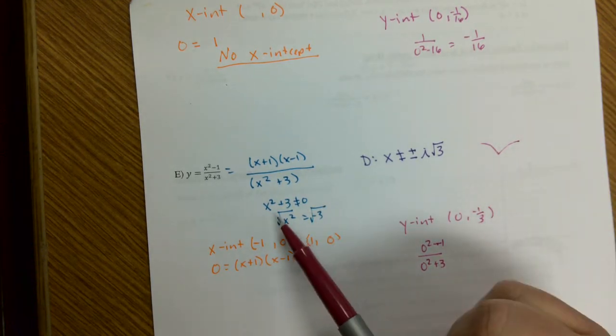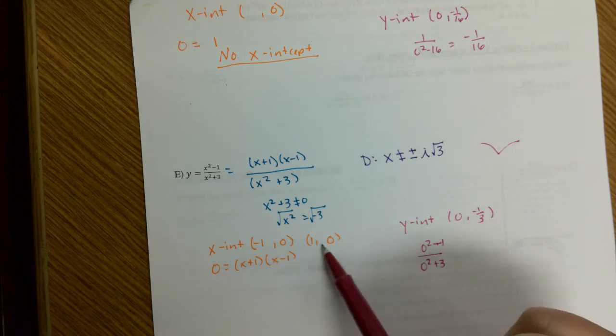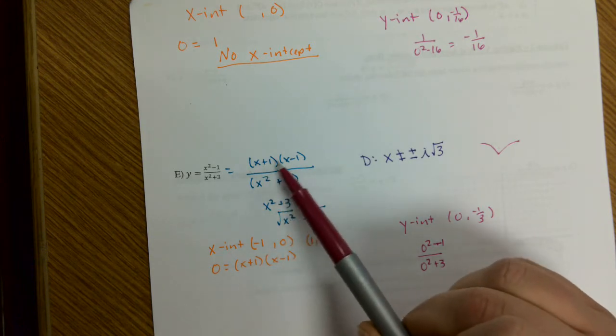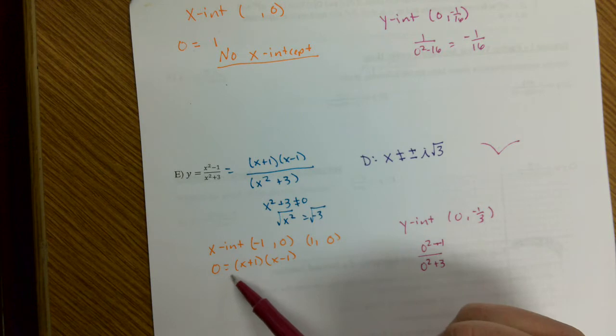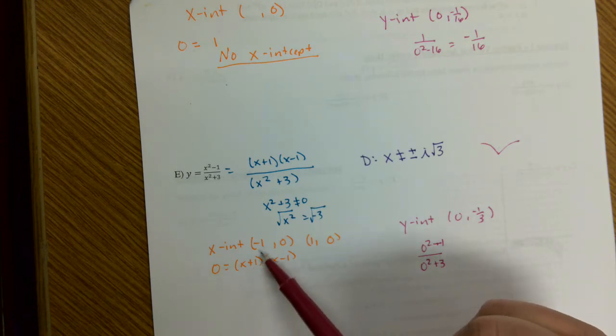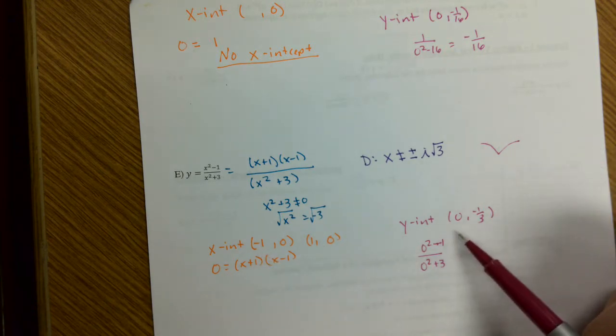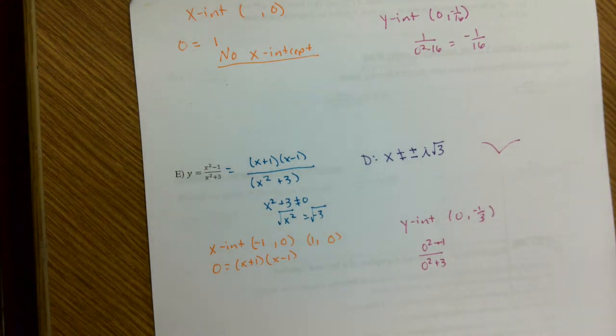So my x-intercept, I actually have 2 different x-intercepts because this top part has to equal 0. So if I set 0 equal to both of these, I have a negative 1 here and a positive 1 here. Plug 0 in for x, and I'll get negative 1/3 out.